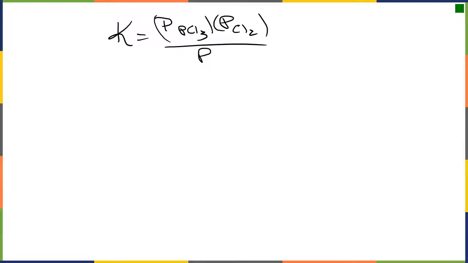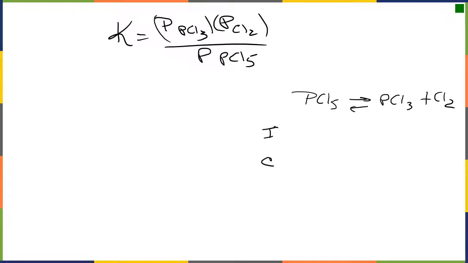All right, so let's write this down. We know that our K is going to equal the pressure of PCl3 times the pressure of Cl2 over the pressure of PCl5. And we have our reaction of PCl5 going into PCl3 plus Cl2. And we're going to have our table. Our table, again, is initial, change, equilibrium, and that's going to be our ICE table.